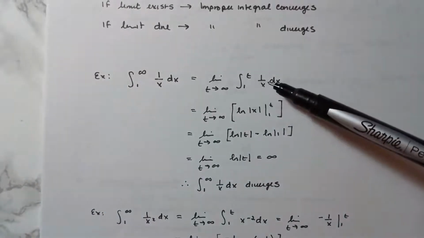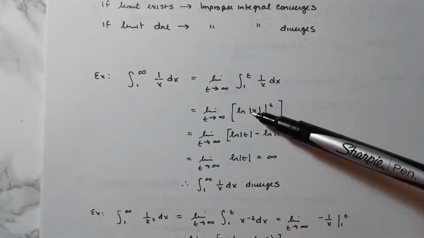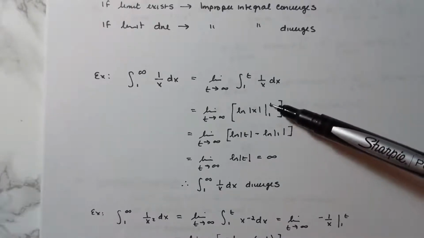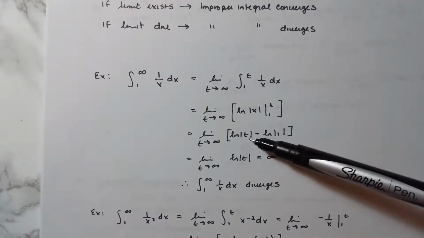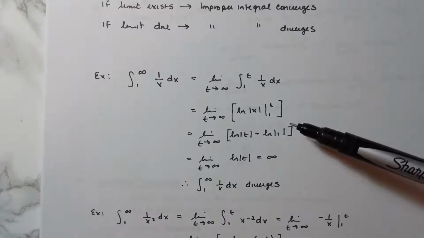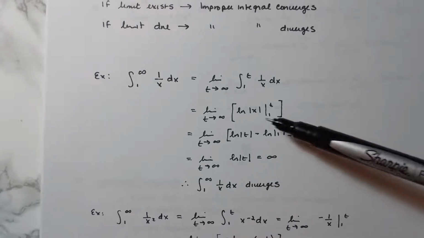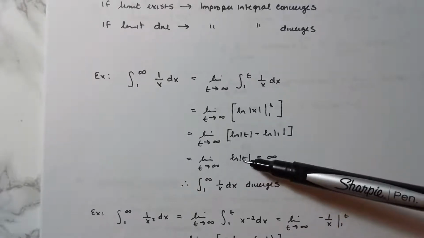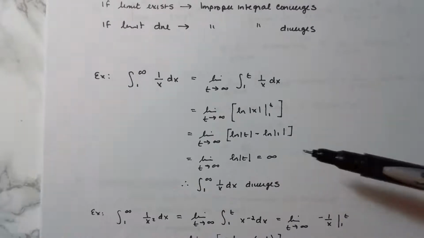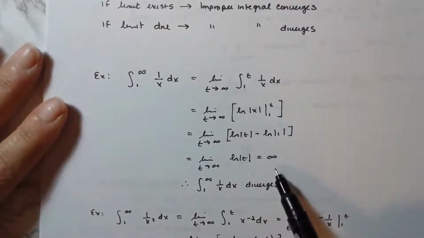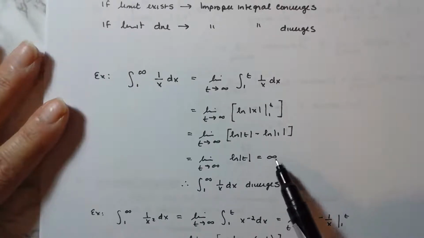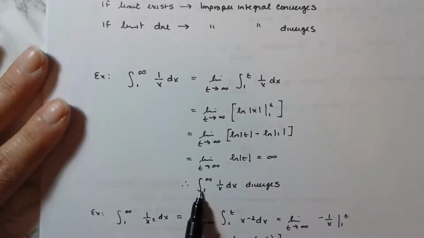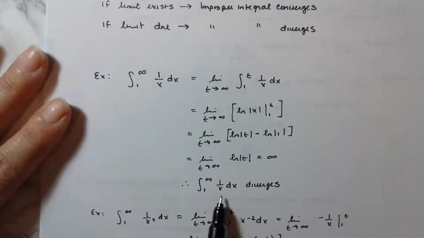If we integrate this, we get the natural log absolute value of x, and we have to evaluate that from 1 to t, which is going to give us ln t minus ln 1. Don't forget ln 1 is 0. So what we really have here is the limit as t approaches infinity of the natural log of t, and when I plug infinity in there, I get infinity. Because I don't get a number, I say that the improper integral diverges, or that the original integral diverges.